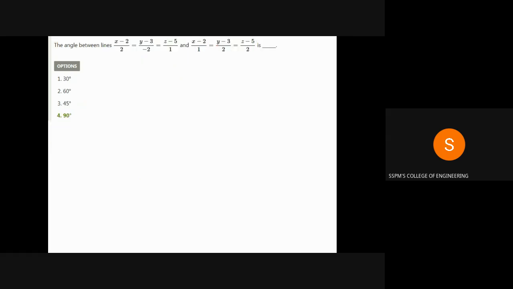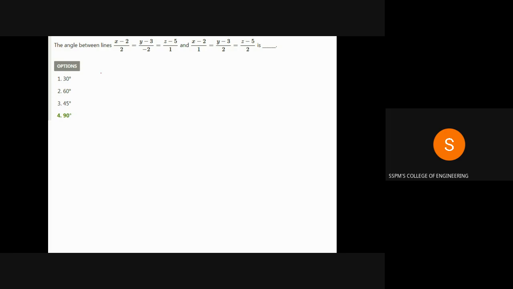Now the next question is: find the angle between the lines (x minus 2)/2 = (y minus 3)/(minus 2) = (z minus 5)/1, and another line is given. We have to find the angle between these lines. How do we calculate this? There is another formula for finding the angle between such lines.